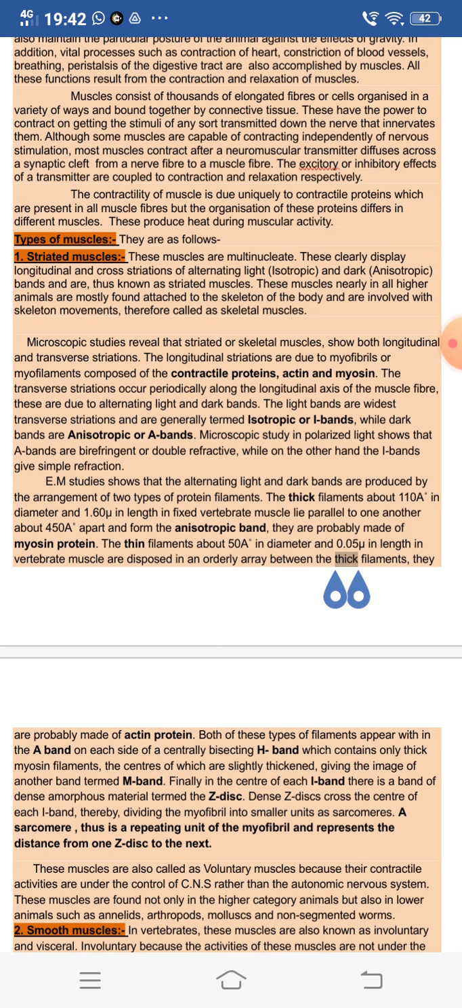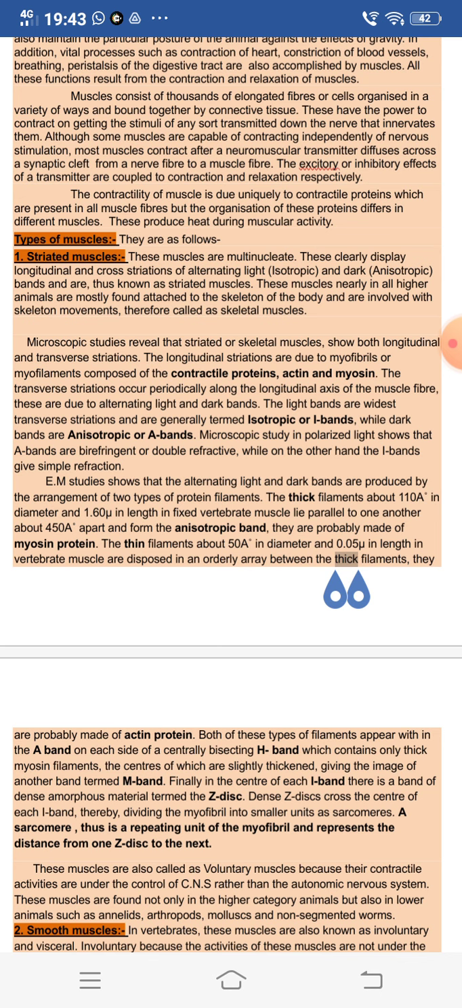The thick filaments are about 110 Angstrom. If we consider the individual myosin filament, you will see that it is about 110 Angstrom in diameter and 1.60 micron in length in fixed vertebrate muscle, lie parallel to one another about 450 Angstrom apart, and form the anisotropic band or the A band, or we can say the dark band. They are probably made of the myosin protein.